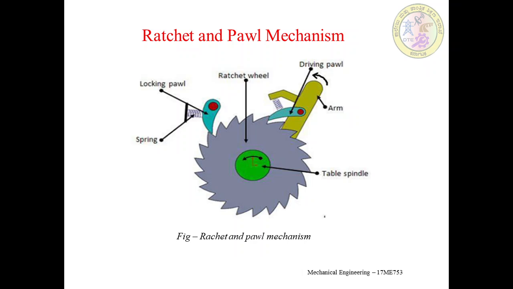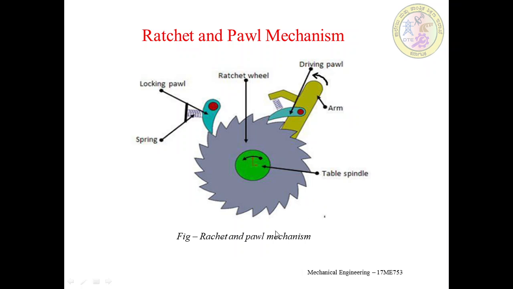Next we'll go for ratchet and pawl mechanism. Here the figure shows ratchet and pawl mechanisms. The center one is nothing but a table spindle, and this entire sketch is nothing but a ratchet, and then this portion next is nothing but a pawl. By using a spring it can be operated, and then this is the driven as well as driving pawl, two pawls, and then this is the arm.